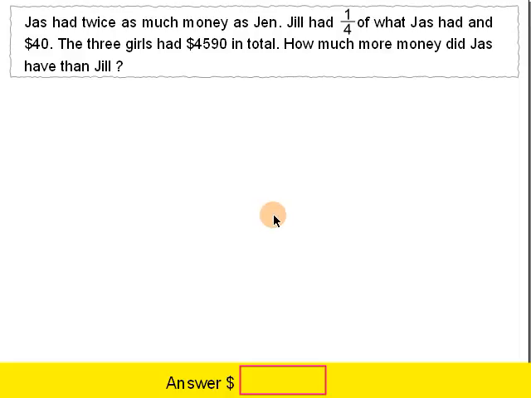Well, the question says that Jess had twice as much money as Jen. Jill had 1/4 of what Jess had and $40. The three girls had $4,590 in total. How much more money did Jess have than Jill?